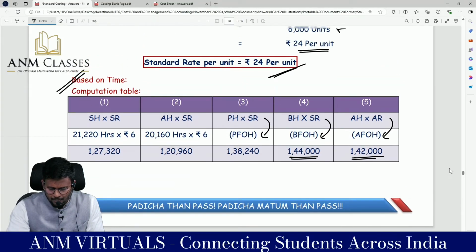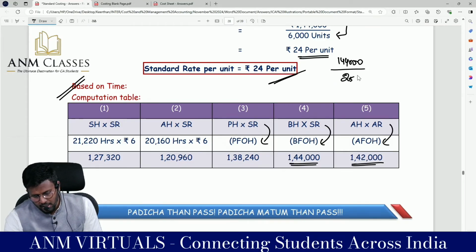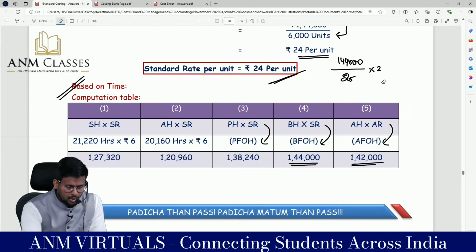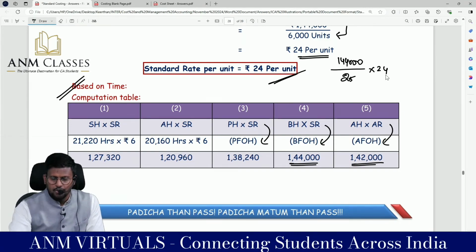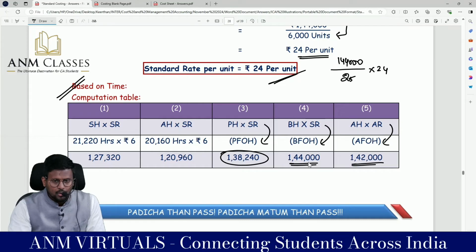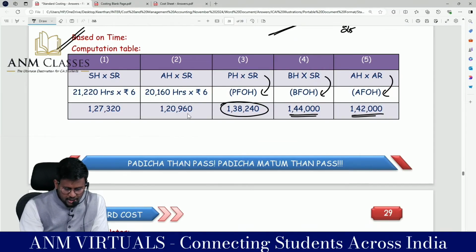Already given 1 lakh. But budgeted is 1,44,000 divided by, that is for how many days? 25 days. But we worked 24 days. So 1,44,000 divided by 25 into 24 is 1,38,240. Are you all really with me? That is the possible fixed overhead. Now I have to fill only these two columns.